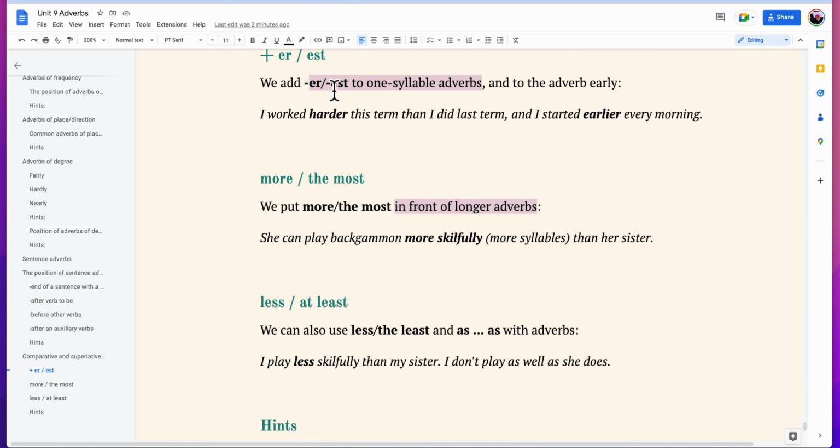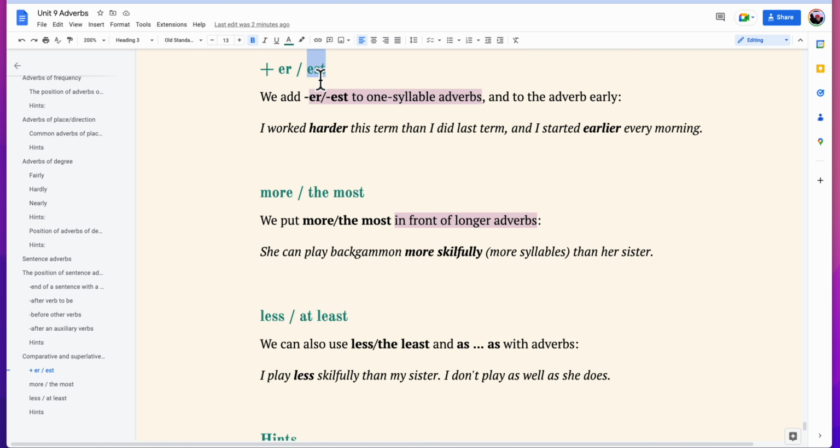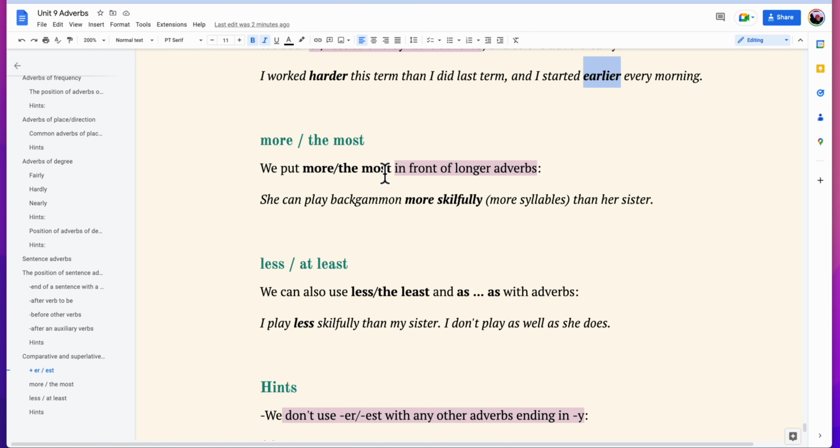First, er and est for one syllable adverbs. I work harder. And I started earlier. For adverbs with more syllables, we put more and the most. More for comparative, the most for superlative.